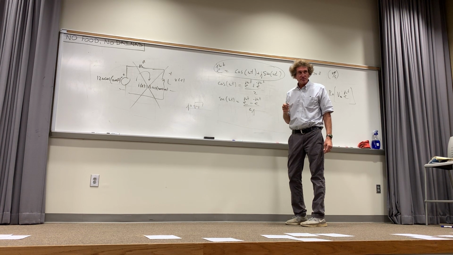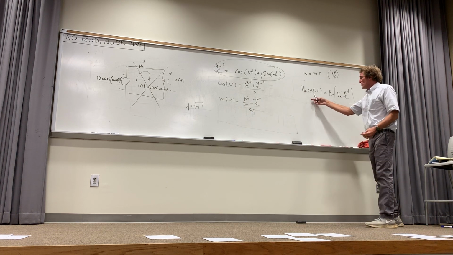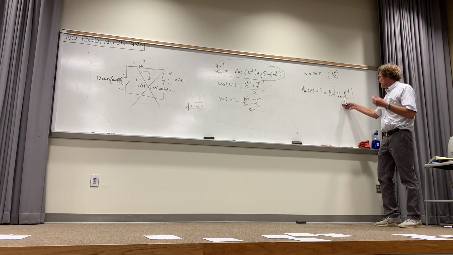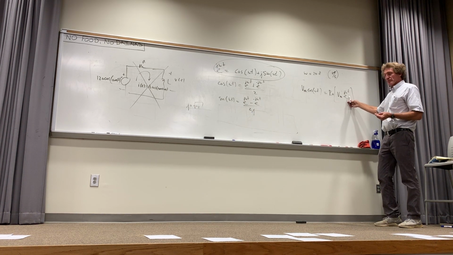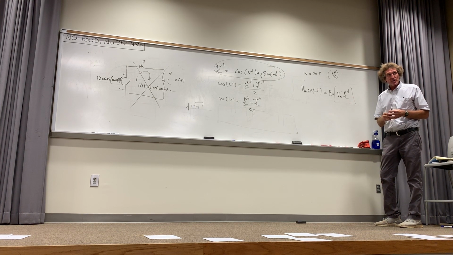Do you follow me, class? Everybody understand that? So if I look at this, if I wanted cosine omega t and I had this, it would be the real part of Vm e to the j omega t. Do you follow me?